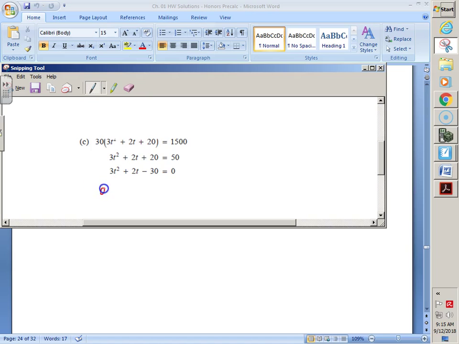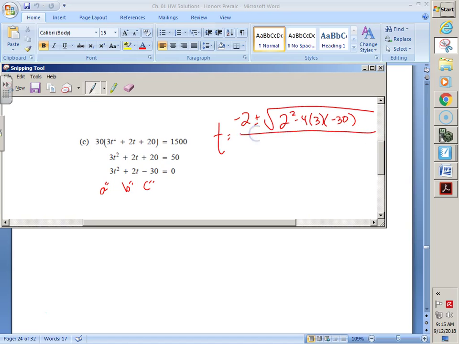It works for a equals, b equals, c equals. It's nice and in order: ax squared plus bx plus c, or whatever, at squared plus bt plus c equals 0. And then how does it go? Not x, it's t. t equals negative b plus or minus the square root of b squared minus 4ac, all over 2a. Done.